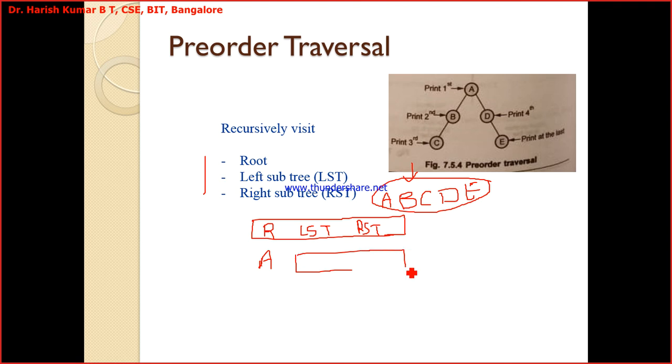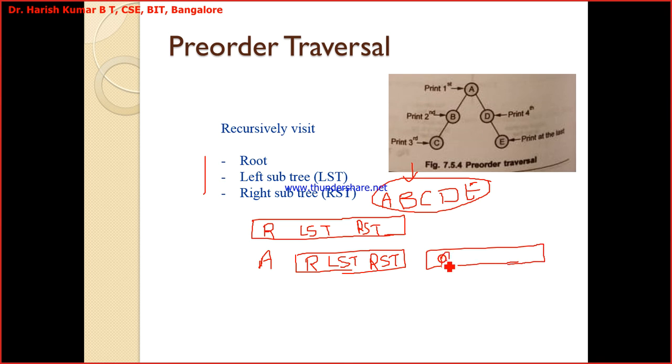Again, recursive now it is. I have to expand it. R again, LST, and then RST. Okay, since the left subtree for A exists, this LST is expanded like this. Now I'll check whether the right subtree exists for A. Yes, right subtree also exists. Now RST also I'll go for expanding it like this.